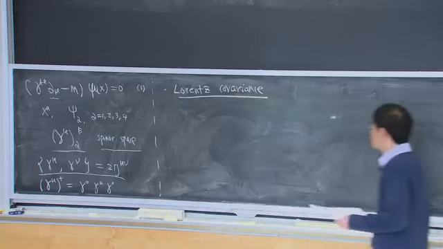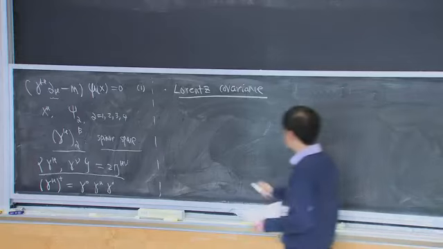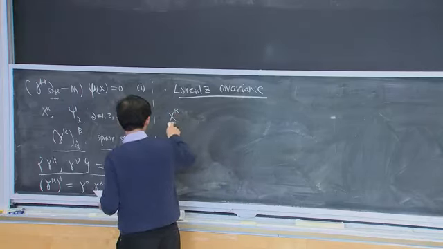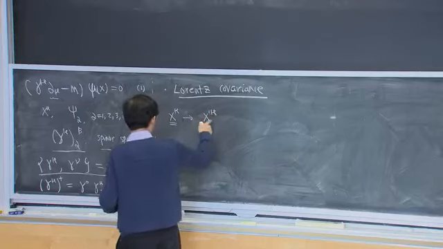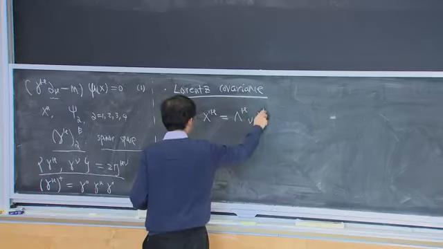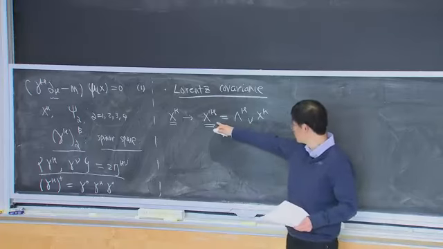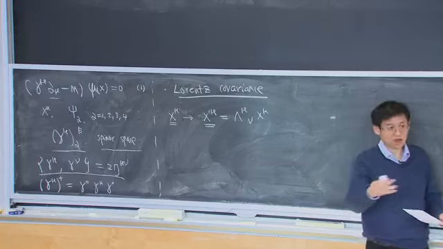So Lorentz covariance means that the equation looks the same in all Lorentz frames. When you make a Lorentz transformation, imagine you go to another frame, you start with your frame defined by this x^μ, and now you go to another frame by a Lorentz transformation. Lorentz covariance means that your equation, when written in the new frame in terms of x'^μ, has the same form.